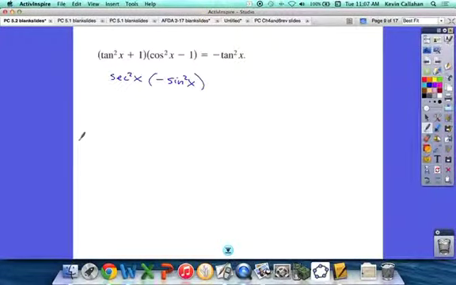Okay, how does all that turn into negative tan squared x? Right, secant squared is 1 over cosine squared, so that's negative sine squared divided by cosine squared. And that is negative tan squared.